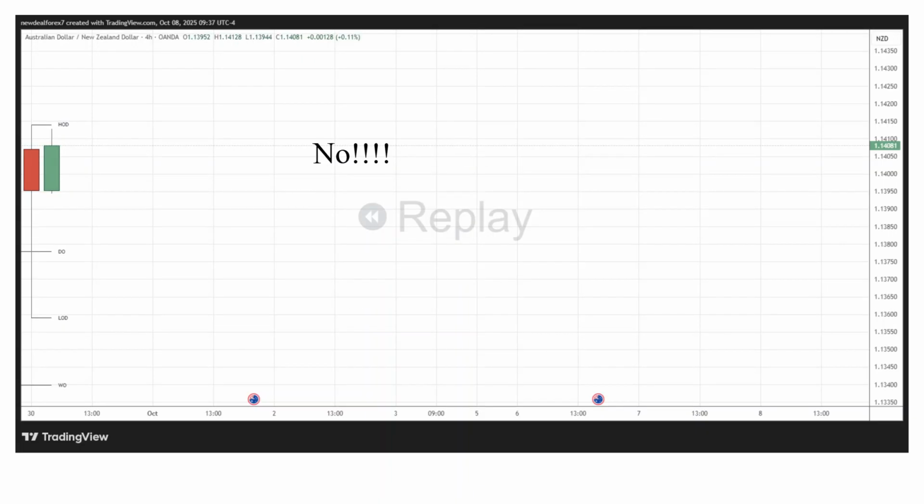Okay, so for this one, no. Why not? Because this 5 a.m. candle did not make the high or low of the day. It was made by this candle. So we don't trade this. We don't trade it.